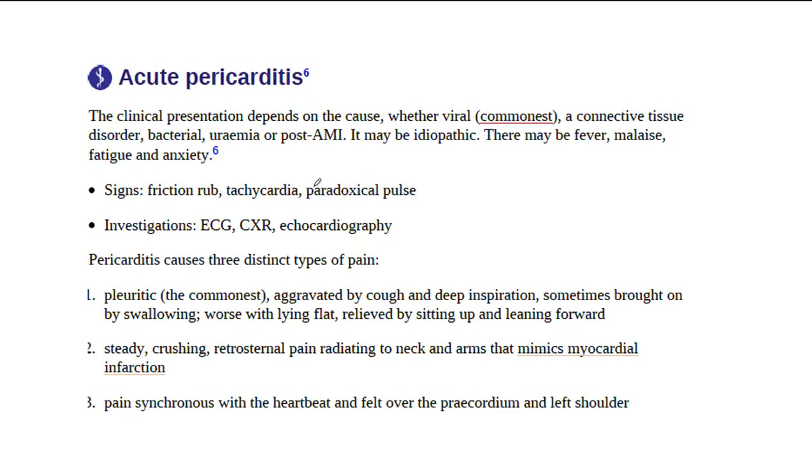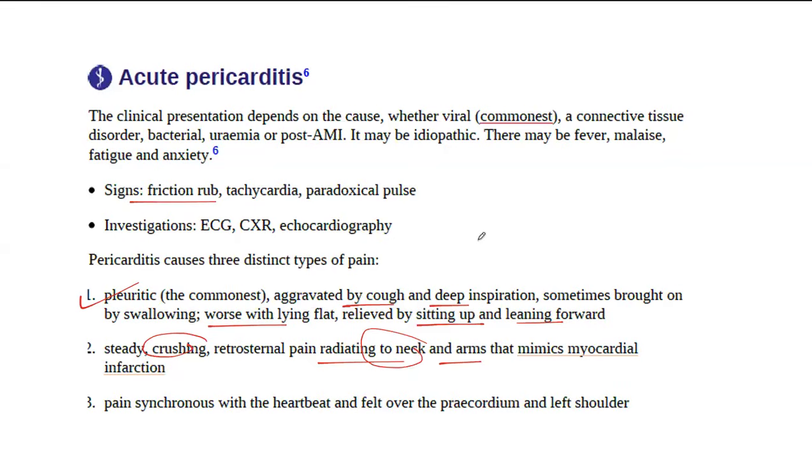Acute pericarditis. We know about acute pericarditis, so how the pain comes. It's pleuritic chest pain, so the pain will be sharp, stabbing, knife-like. And now remember, pericarditis pain can mimic acute myocardial infarction, so sometimes it can be crushing, and it can even radiate to the neck and arms. But the important thing is the pain characteristic. It is pleuritic pain, which means it gets aggravated by cough, deep inspiration, and lying flat, and it can be relieved by sitting up or leaning forward.